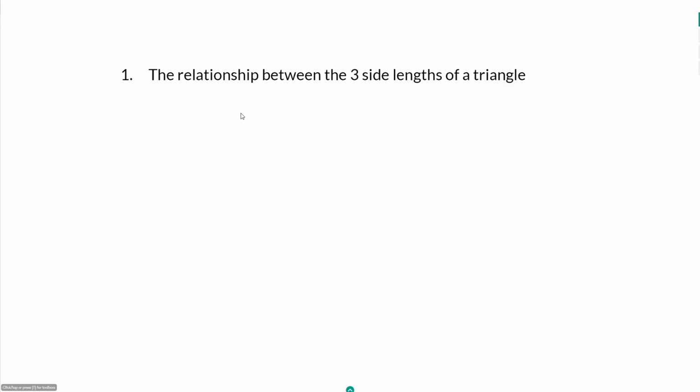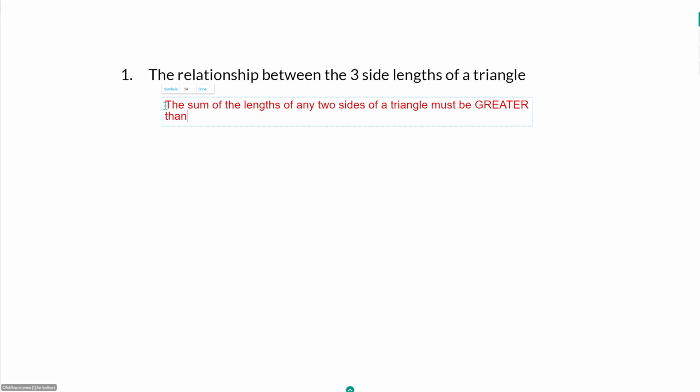Okay, let's now fill out our geometry cheat sheet for triangles. So the first rule on our list says the relationship between the three sides of a triangle. So this is just the rule that says the sum of the lengths of any two sides of your triangle must be greater. They cannot be equal. They must be greater than the length of the third side.